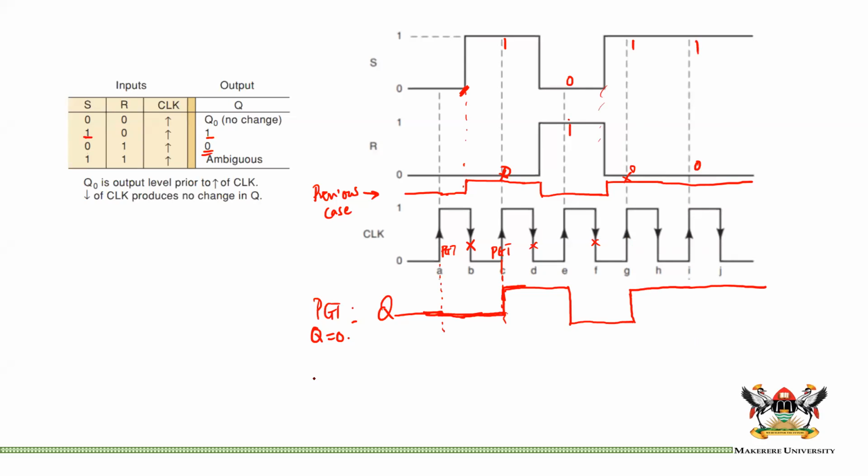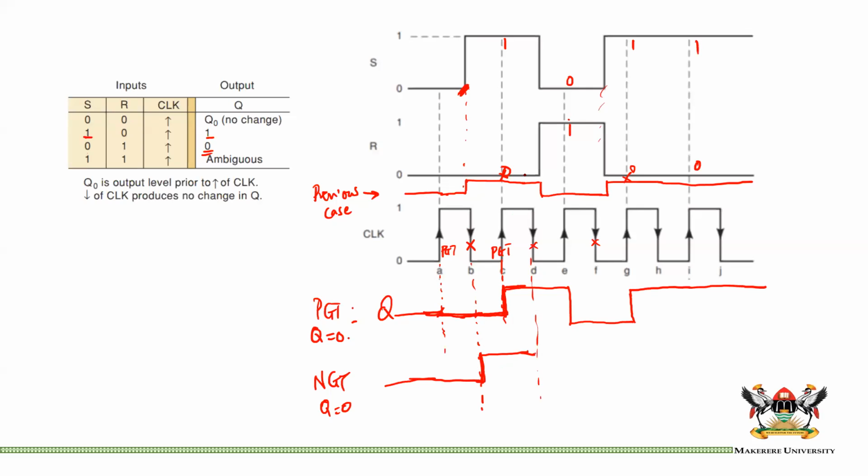If it was an NGT, as somebody asked, meaning Q is initially 0, we are not interested in this state now. We are actually now interested in that point. So we go to 0 here. At this point, we check, and let's assume that S changes to 1 at this point. If S changes to 1 and R is still 0, we set at that point. Remember here, we could not set because S was still 0. When S became 1 here, we could not set because we had to wait for a PGT. Now, NGT will go until the next NGT, and we check.